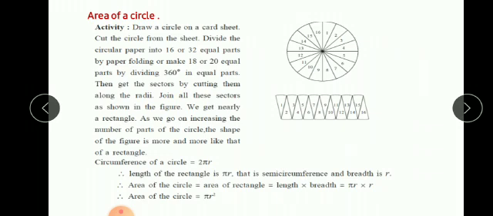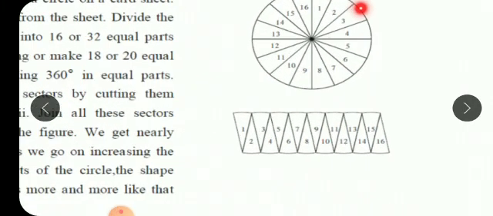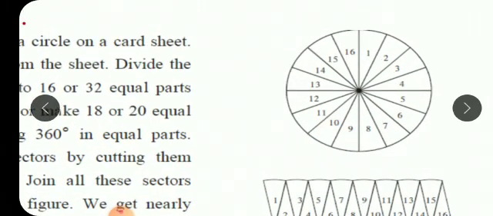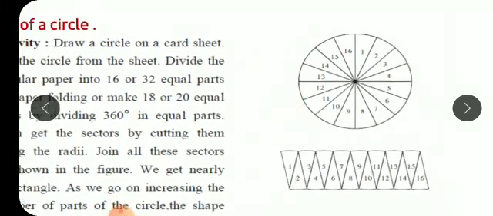Children, here one activity is given in your textbook. So this circle is divided into parts. How many parts? See the figure. That is 16 parts we have divided here. One circle is divided into 16 parts.